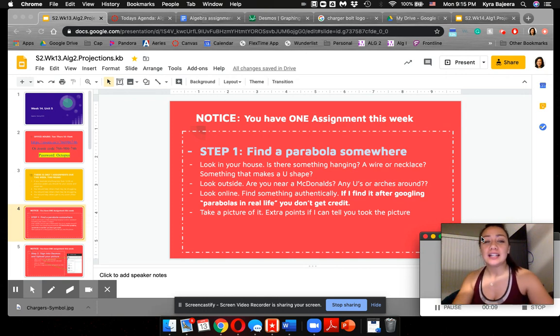So step one, find a parabola somewhere. Right now I see there's a parabola on my shirt. There's a parabola on my necklace. If I took a wire hanging, that could be a parabola. I could use a weirdly shaped bowl or something. Anything like that would work. But since it's nighttime, I'm going to use something from the internet.